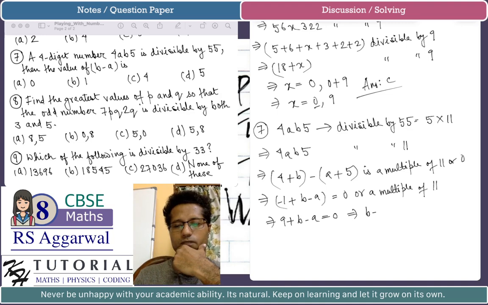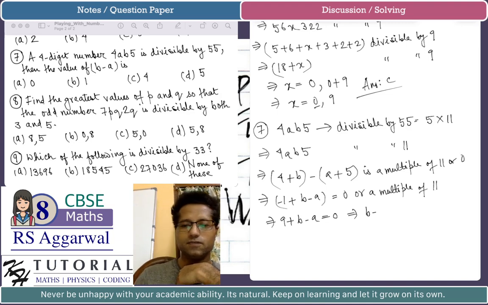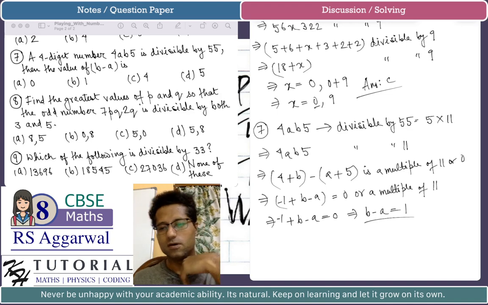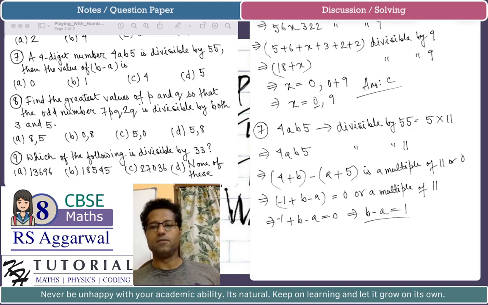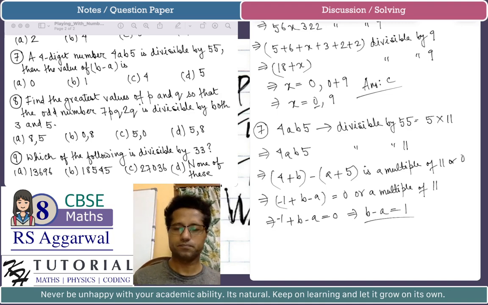Now, one choice is that minus 1 plus B minus A is equal to 0. This will imply that minus 1 plus B minus A equals 0, which implies B minus A is equal to 1. So this is one choice of the value of B minus A, which will make the number divisible by 11, because minus 1 plus B minus A will become 0.